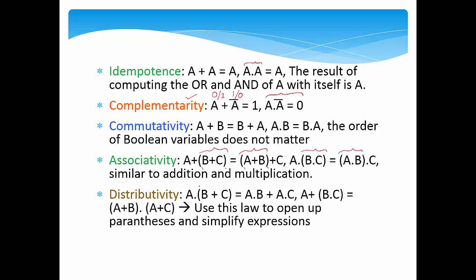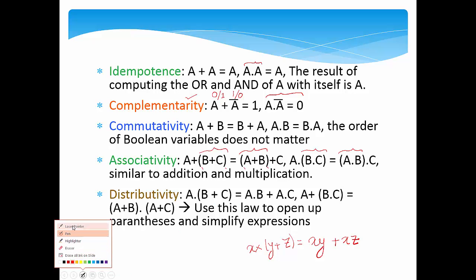Then we have distributivity. What this means is similar to what we have in regular arithmetic, like x multiplied with y plus z is equal to x multiplied by y plus xz. So this is the law of distributivity that we get to see in regular math. Exactly the same thing holds for Boolean algebra as well. So what we see over here is that A and B or C is exactly the same as A and B or A and C.